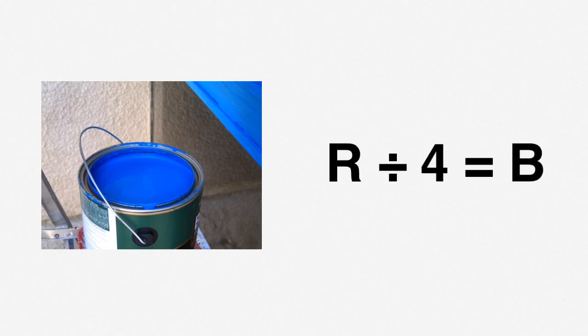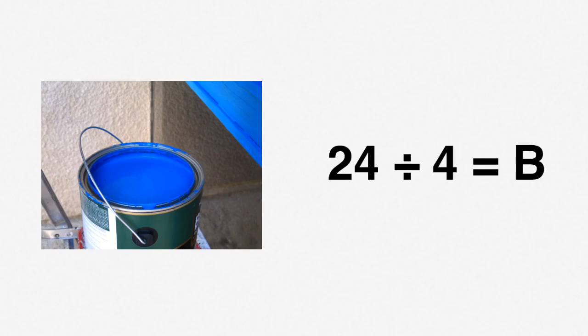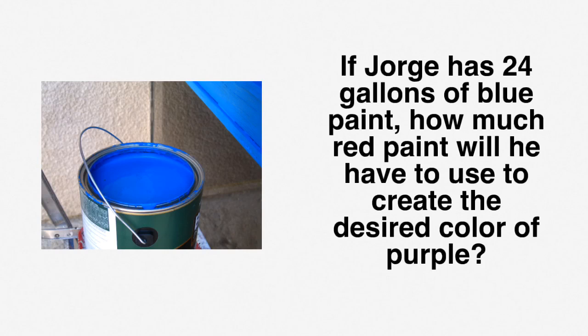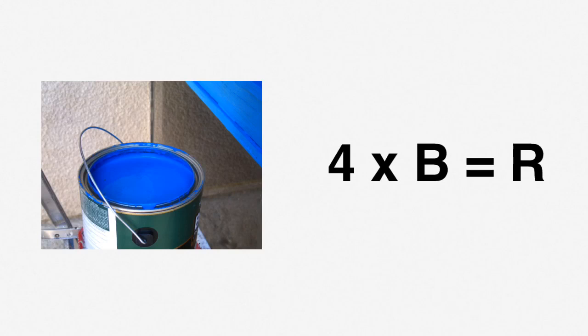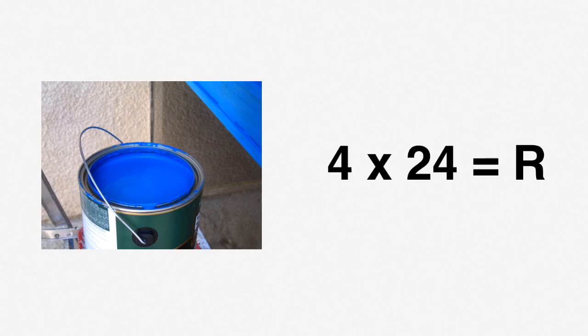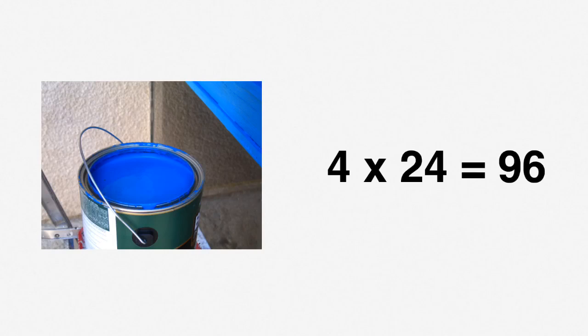Now if George has 24 gallons of red paint, how much blue paint will he have to use to create the color purple he wants? Red divided by 4 equals B. We know that in this case the red is 24 gallons, so 24 gallons of red paint divided by 4 is 6 gallons of blue. That's how much he will need. What if George has 24 gallons of blue paint? How much red paint would he need? Well, if 4 times the amount of blue always gives us red, then 4 times 24 gallons of blue paint gives us 96 gallons of red paint.